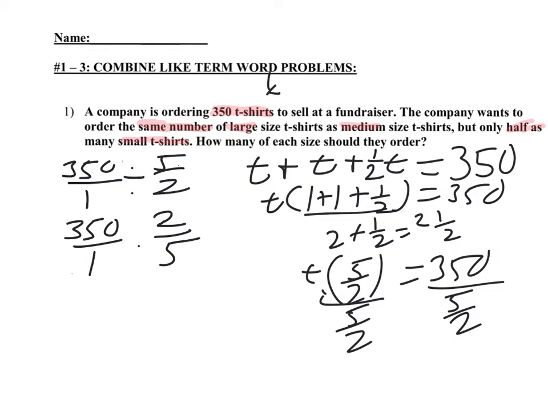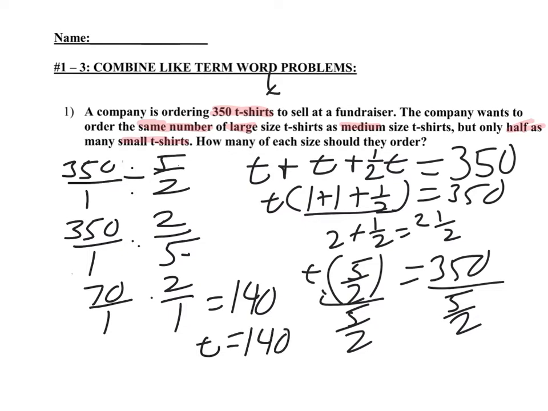And we can reduce 350/5. We can simplify that to 70/1 times 2/1, because 5 goes into 350 70 times. So that looks a lot cleaner. 70 times 2 is 140. So 140 is our variable. T equals 140. But we're not looking for what T was.